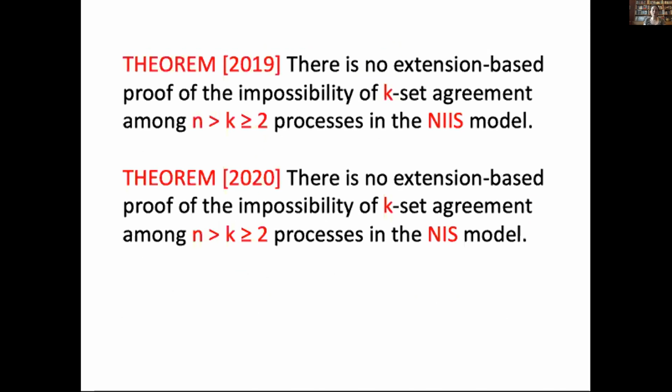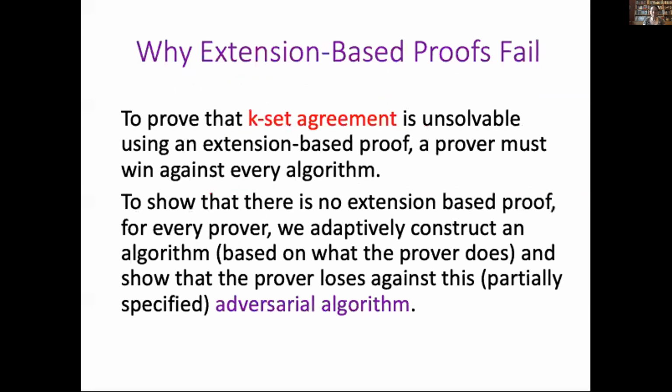The NIS model was a good model to work with first because algorithms in this model have nice representations using combinatorial topology. The proof for the NIS model is simpler, but you don't need any topology to understand it. One of the main differences is instead of considering simplicial complexes, we consider unions of n-vertex cliques. To prove that k-set agreement is unsolvable using an extension-based proof, a prover must win against every algorithm. To show that there is no extension-based proof, for every prover, we adaptively construct an algorithm based on what the prover does, and show that the prover loses against this partially specified adversarial algorithm.